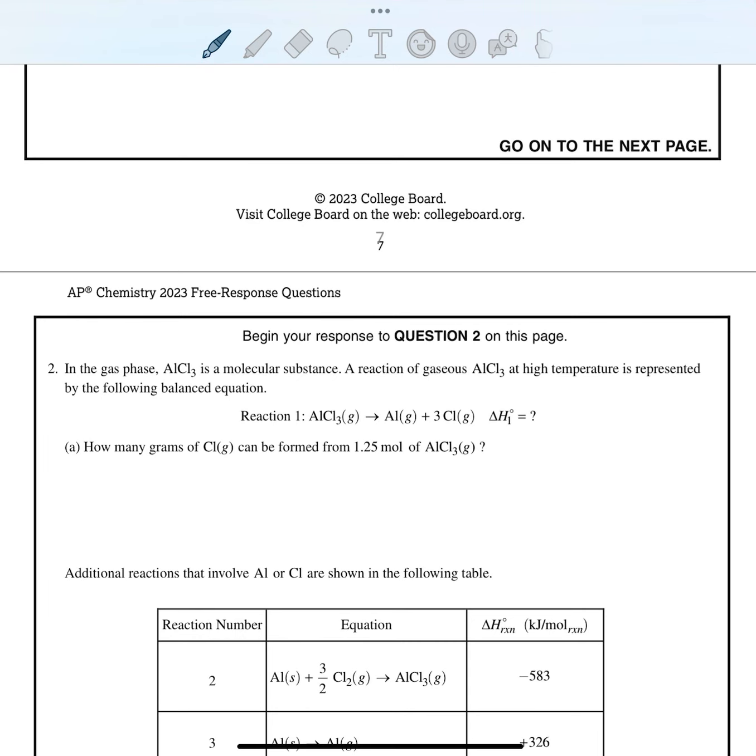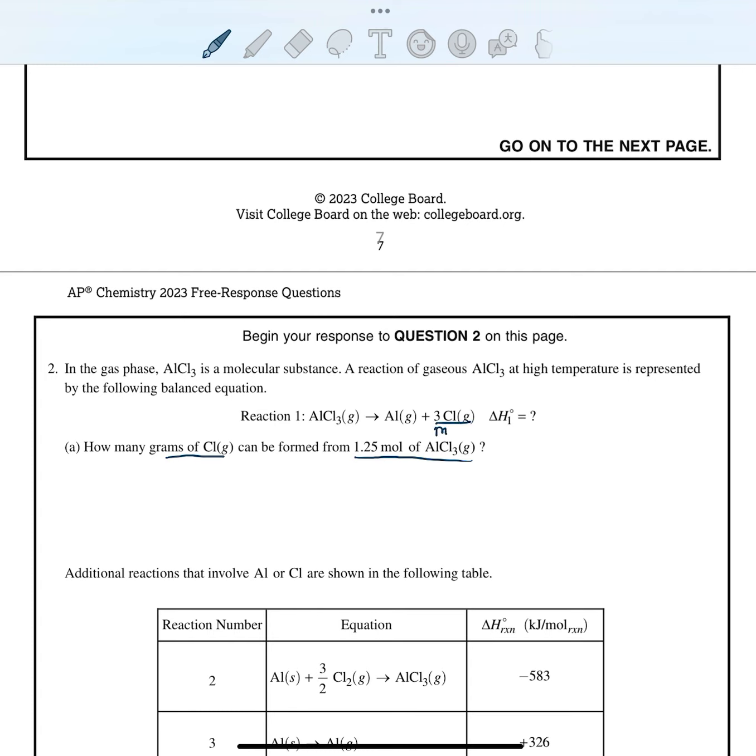Continuing on in the 2023 AP exam, this is question 2. If I scroll down to the question: how many grams of Cl2 gas can be formed from 1.25 moles of aluminum chloride? This first question is a mole ratio question, and how I like to do this is to mark up the equation.